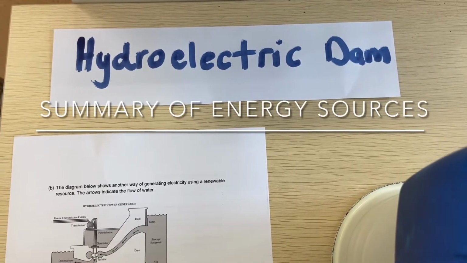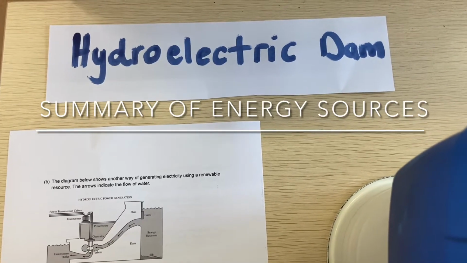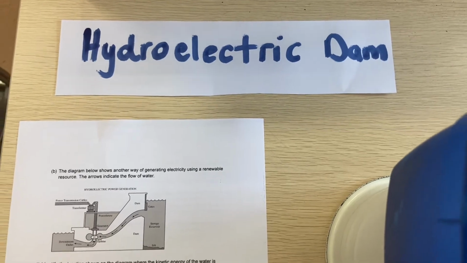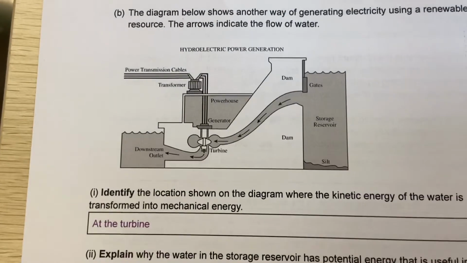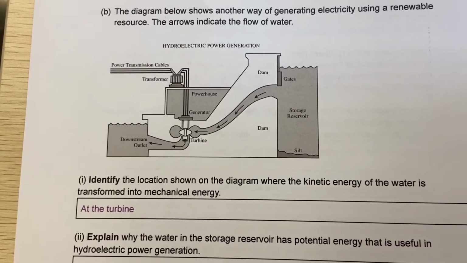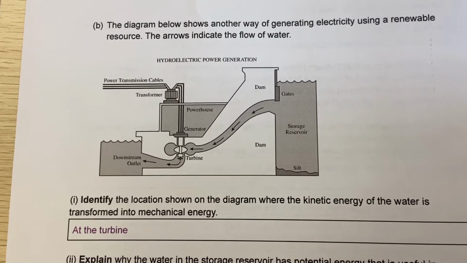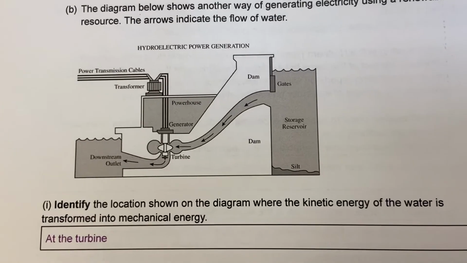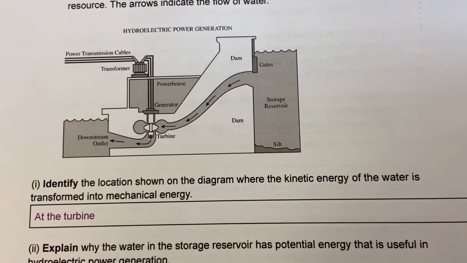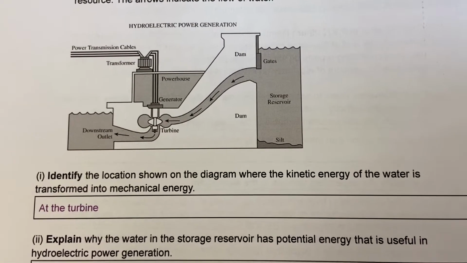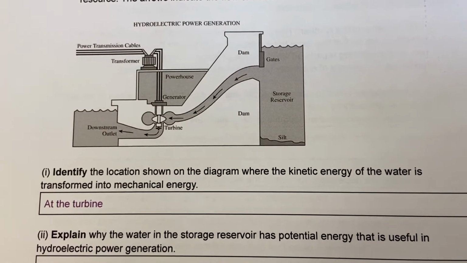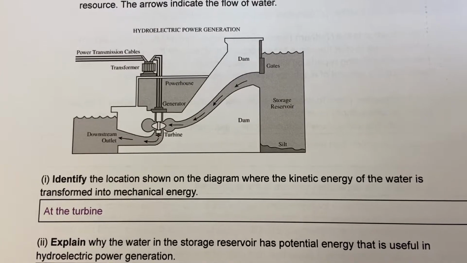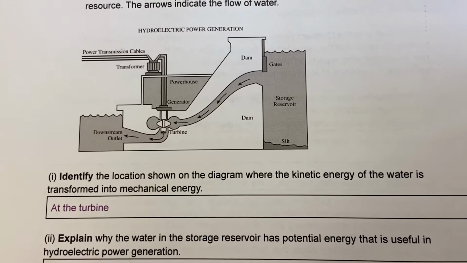This is my model of a hydroelectric dam, and I'm going to link this to a recent FIQ question which asked how we can generate electricity from a hydroelectric dam. You can see the diagram here on your question, and it asked where the kinetic energy of the water is transformed into mechanical energy, and of course it's at the point where there's a turbine.